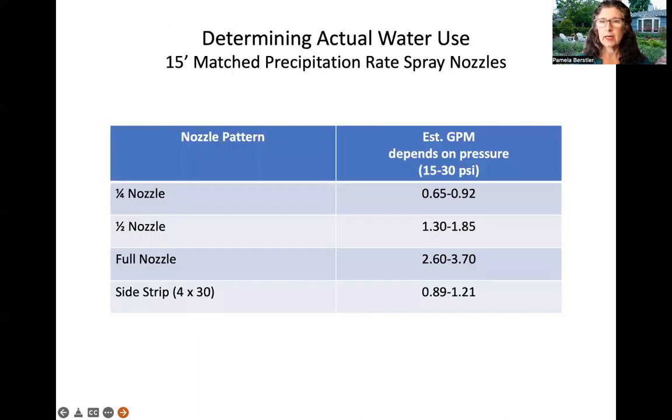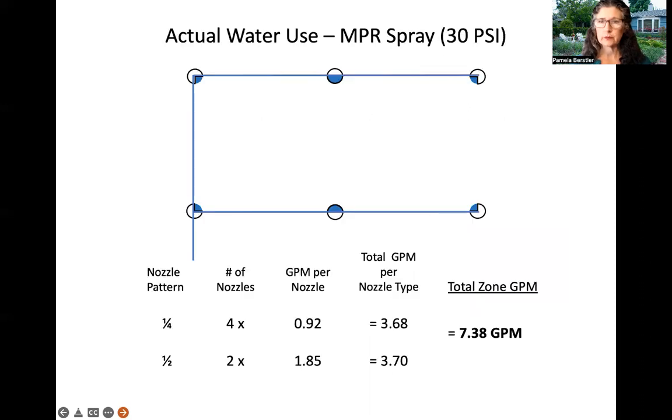I'll just show you that. So it was 0.65 to 0.92. So I put that in, I do the math, and I get 3.68 gallons per minute. Then I'll do the same thing for my halves.